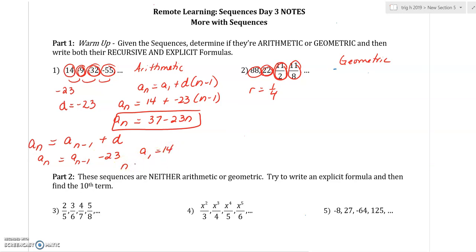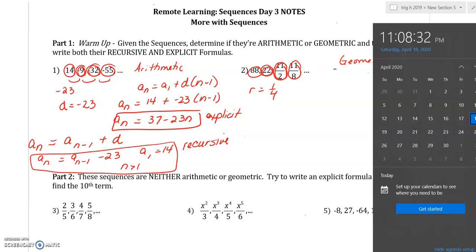And my little disclaimer here, the n has to be an integer because you can't have a 0.5 term. That makes no sense. So it would have to be an integer, and we're going to have that be understood. And we're going to have to say that n is greater than 1 because you can't have an n that is negative or 0, because we're starting with the first term. So here is our recursive. So this is explicit, and this is recursive. So go ahead and try and write explicit and recursive for the geometric for number 2.